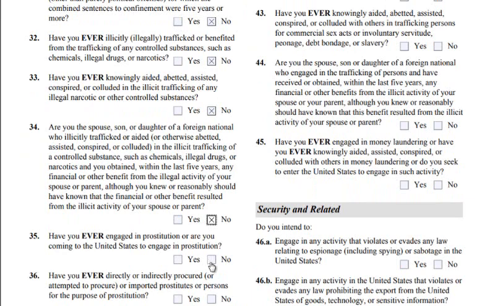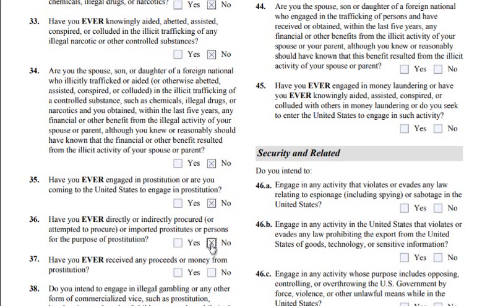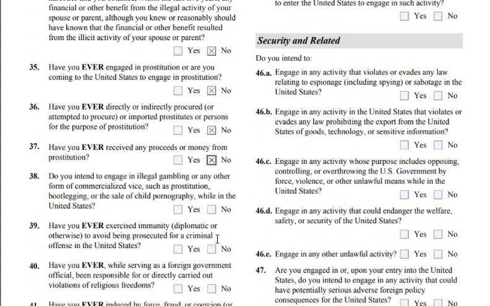Have you ever engaged in prostitution, or are you coming to the United States to engage in prostitution? Yes or no. Have you ever directly or indirectly procured prostitutes? Have you ever received any proceeds or money from prostitution? Do you intend to engage in illegal gambling? Yes or no. Have you ever exercised immunity? Yes or no.